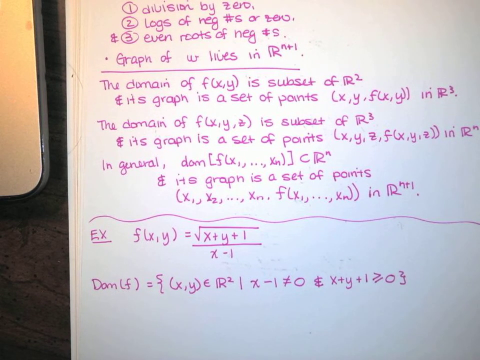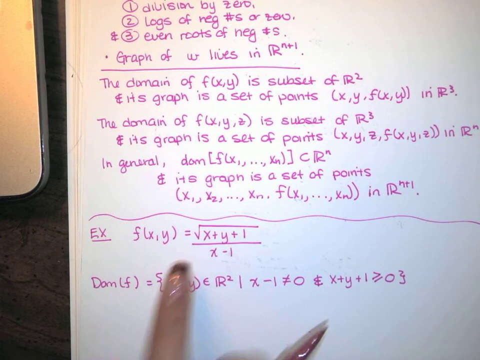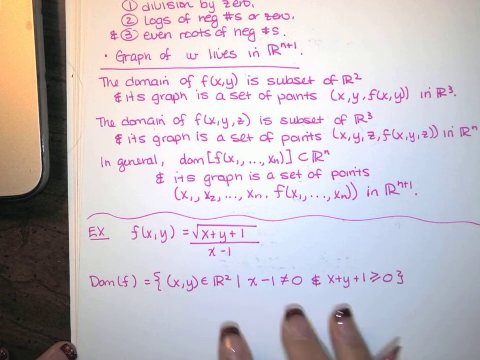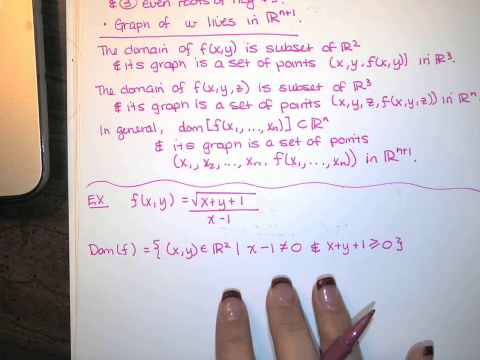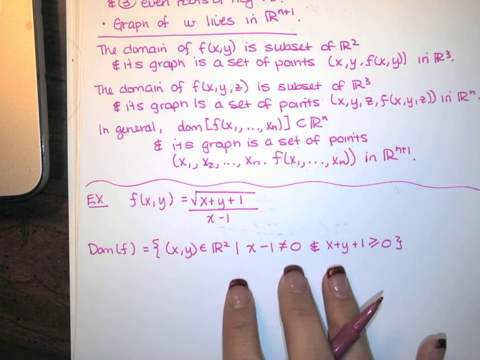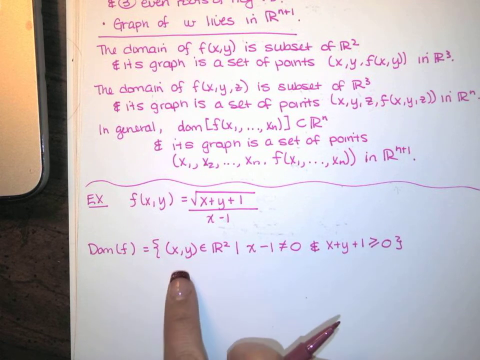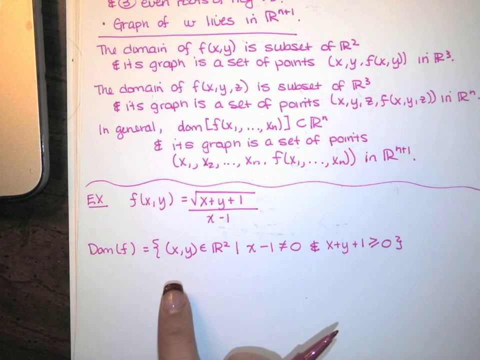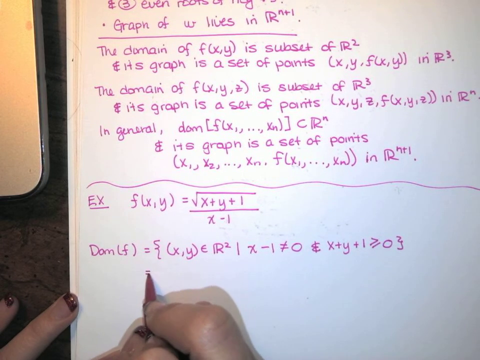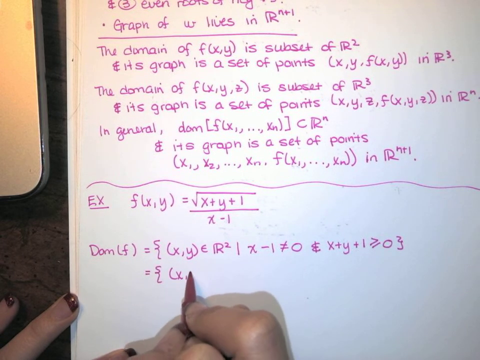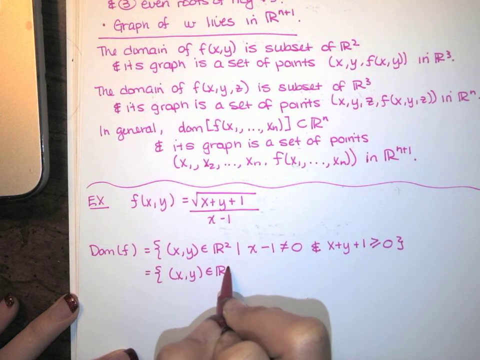So that is our domain, but I might want to sketch it. So if I give you this problem and I ask you to find the domain of the function, you're a huge part of the way there if you've written this down. But if I want you to sketch it, now we have to decide what this region looks like. It's in two-dimensional space, so it's going to be some shaded region in the xy plane. Well, let's rearrange these inequalities to see what we've got.